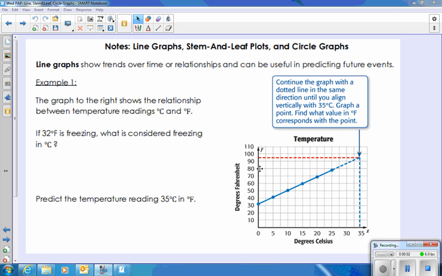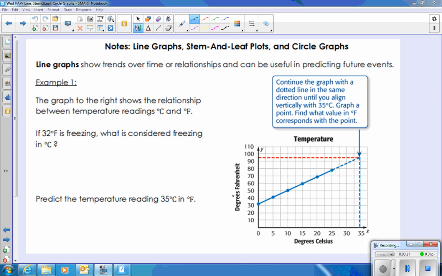This lesson is over line graphs, stem and leaf plots, and circle graphs. So we'll start with line graphs. Line graphs show trends over time or relationships that can be useful in predicting future events. For example, the graph to the right shows the relationship between temperature readings, degrees Celsius, and degrees Fahrenheit.